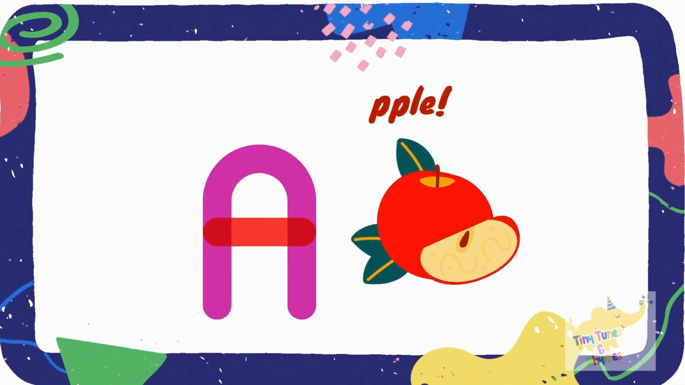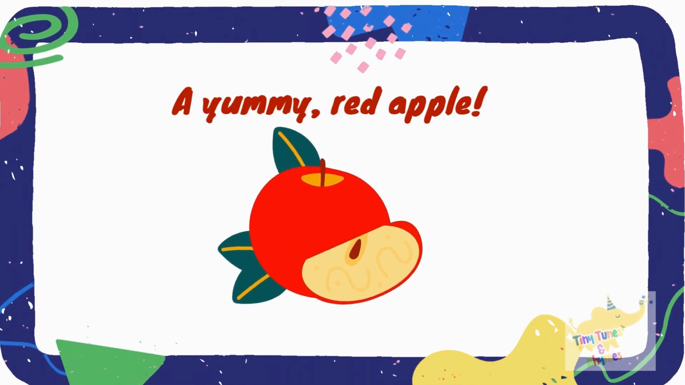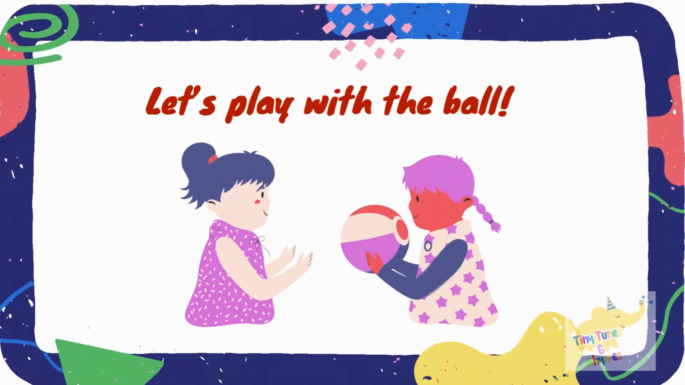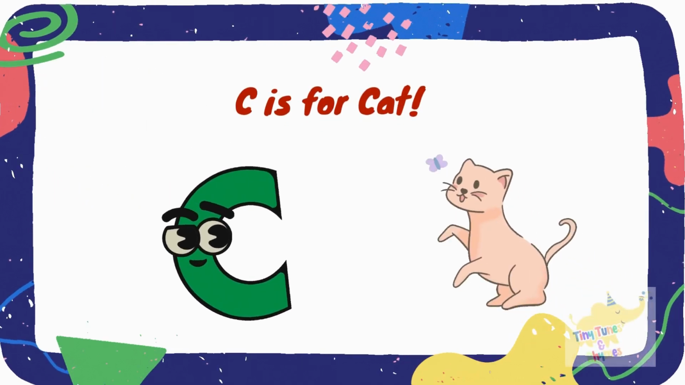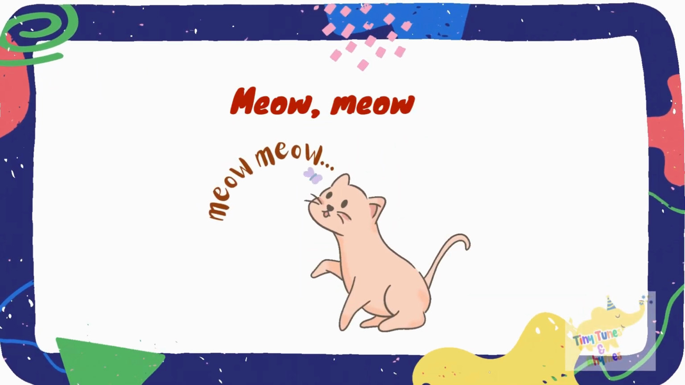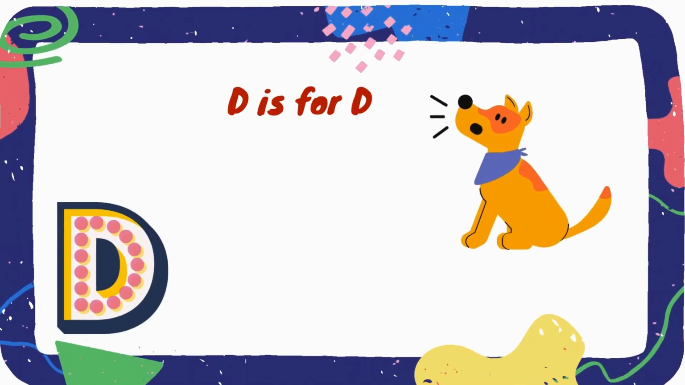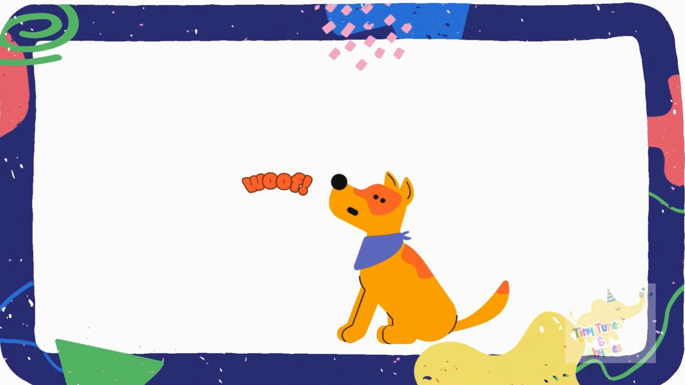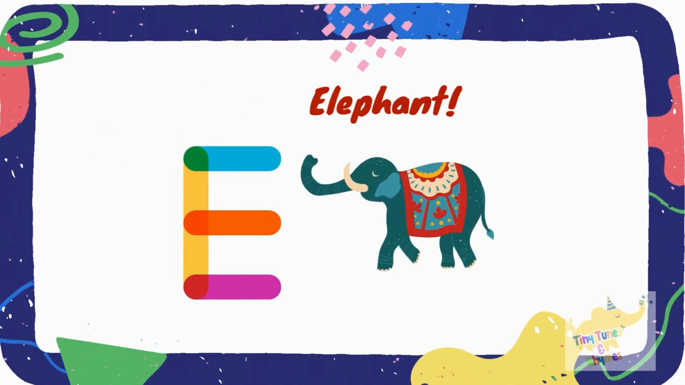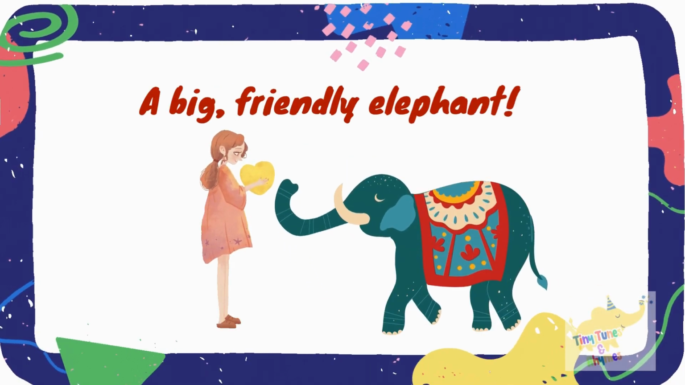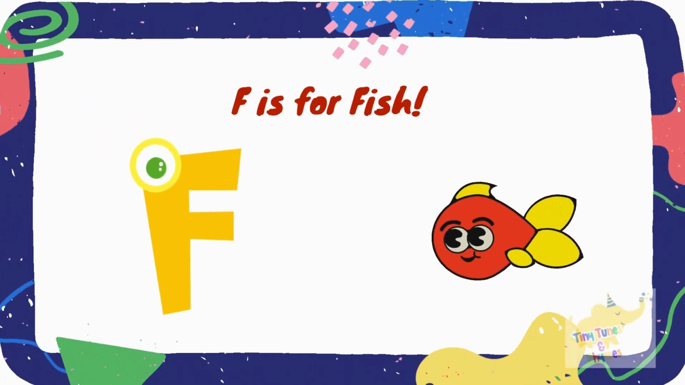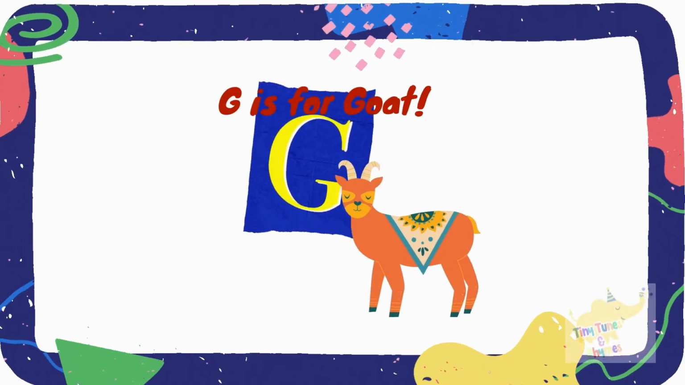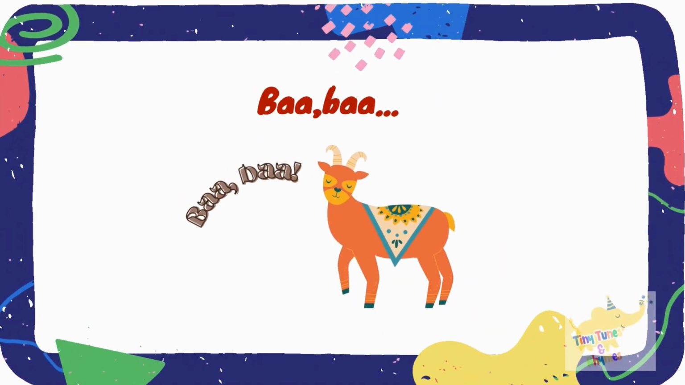A is for apple, a yummy red apple. B is for ball, let's play with the ball. C is for cat, meow meow. D is for dog, woof woof. E is for elephant, a big friendly elephant. F is for fish, swim little fish. G is for goat, ba ba.